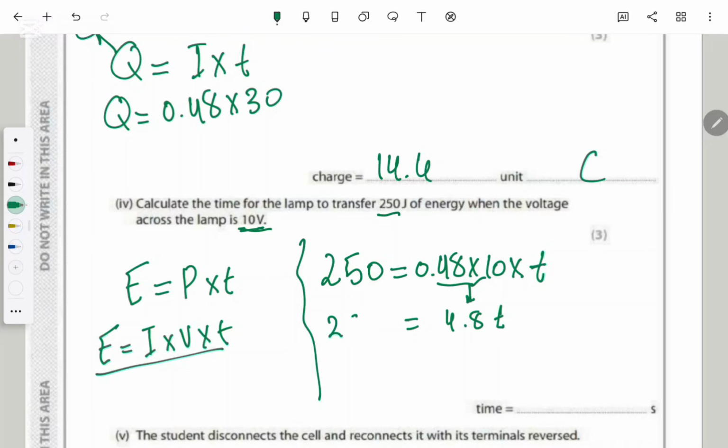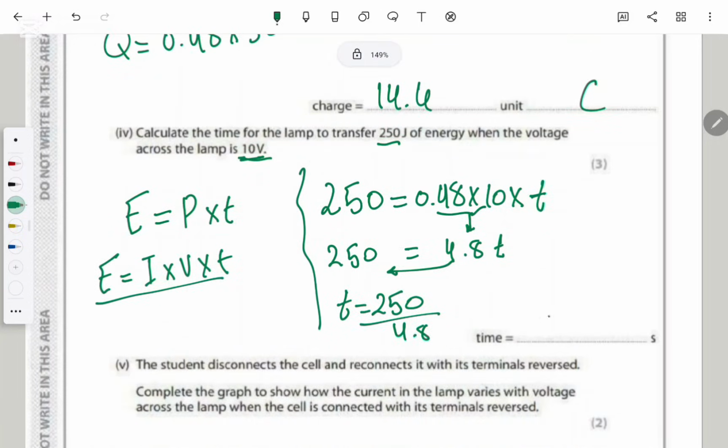On the other side, we have 250. All we need to do is take this to the other side as a division. Therefore, the time is 250 divided by 4.8. I just need to do that in the calculator real quick. And it gives you approximately 52 seconds. It's 52.08 something.